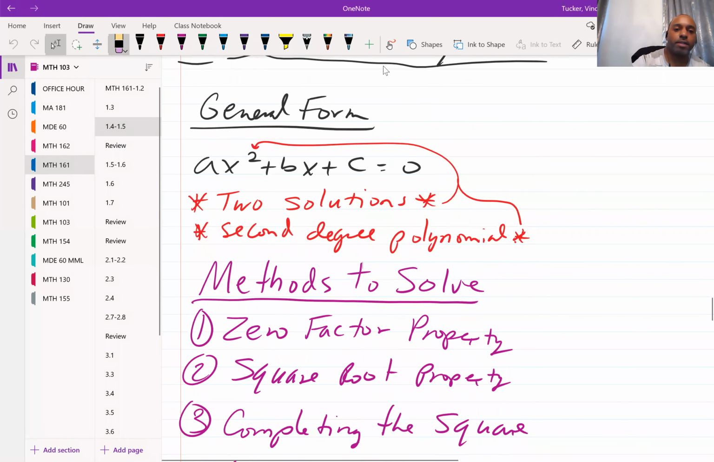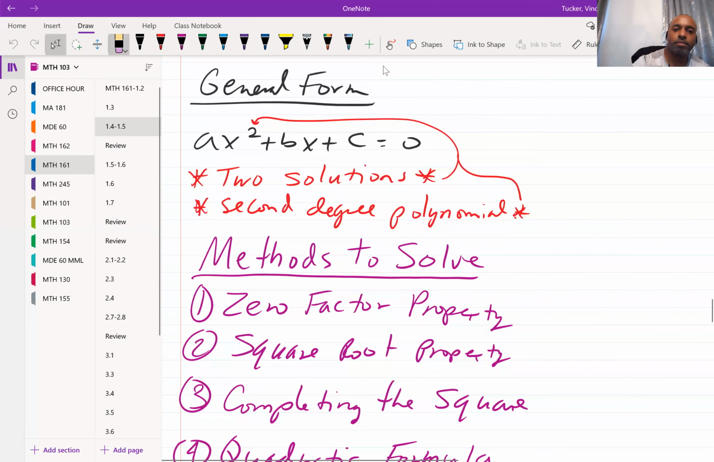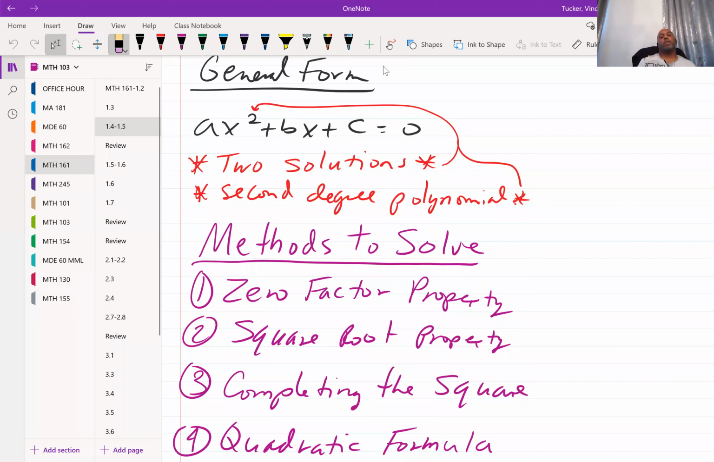There are 4 methods in this section that we will talk about. We have the zero factor property, square root property, completing the square, and quadratic formula.